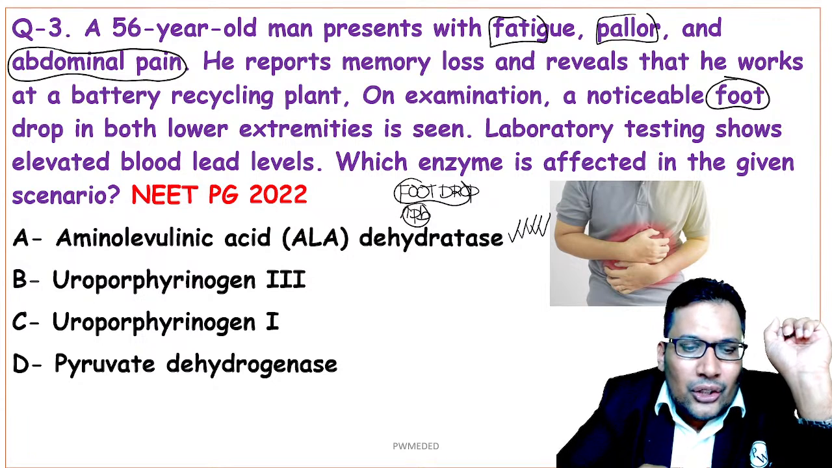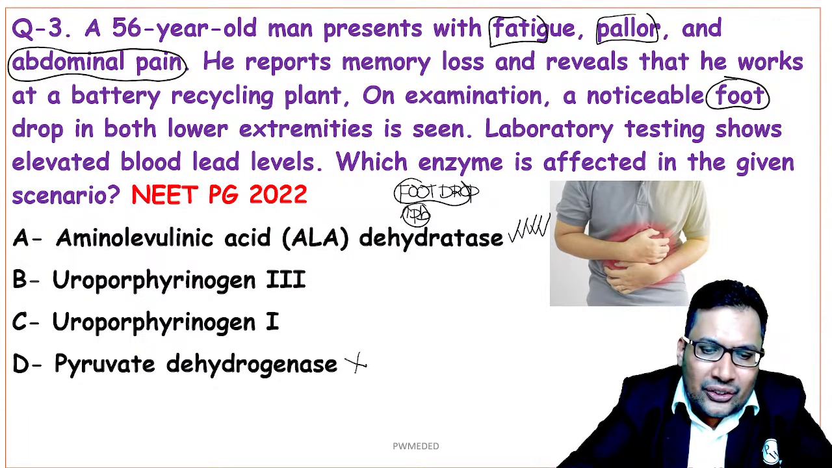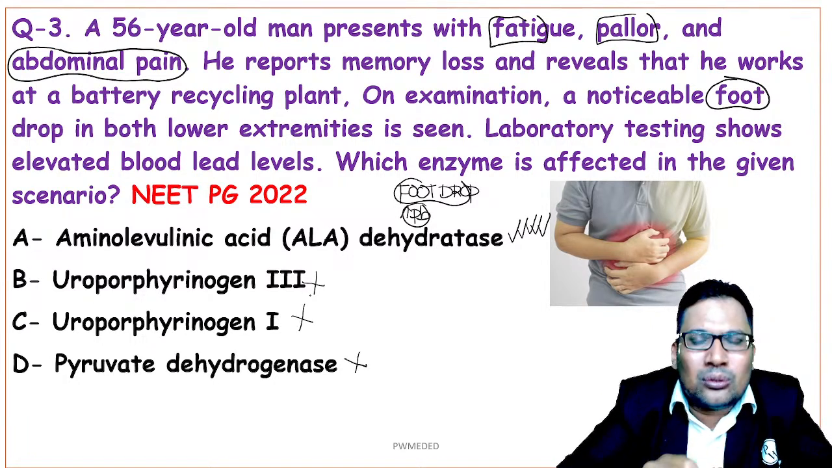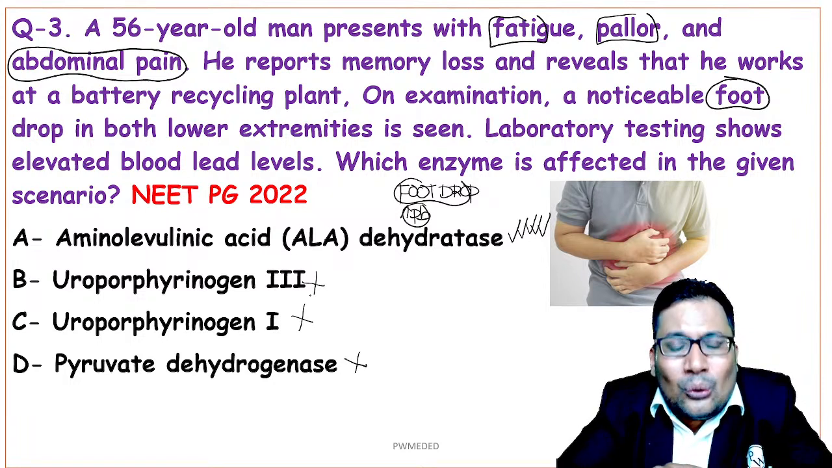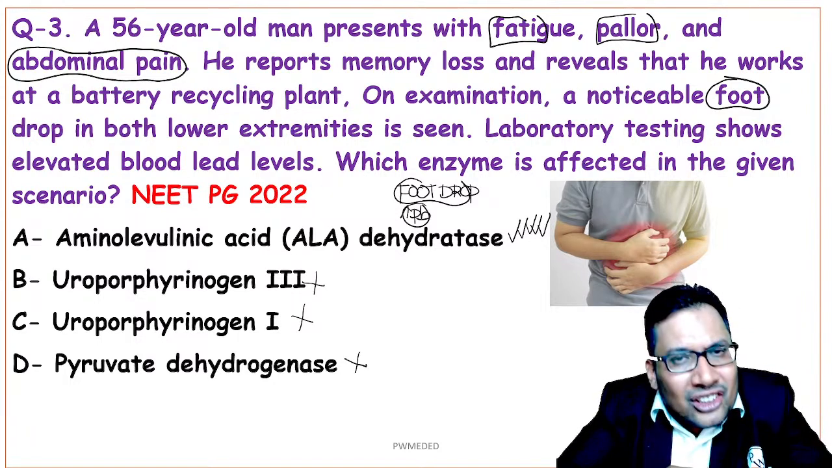So it is not pyruvate dehydrogenase or uroporphyrinogen 1 and 2. They are important in porphyrin synthesis, you know. Pyruvate dehydrogenase is inhibited by arsenic.